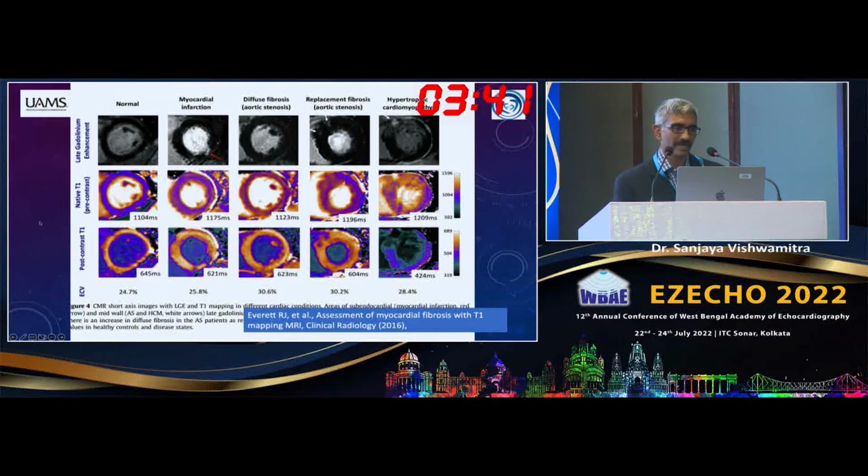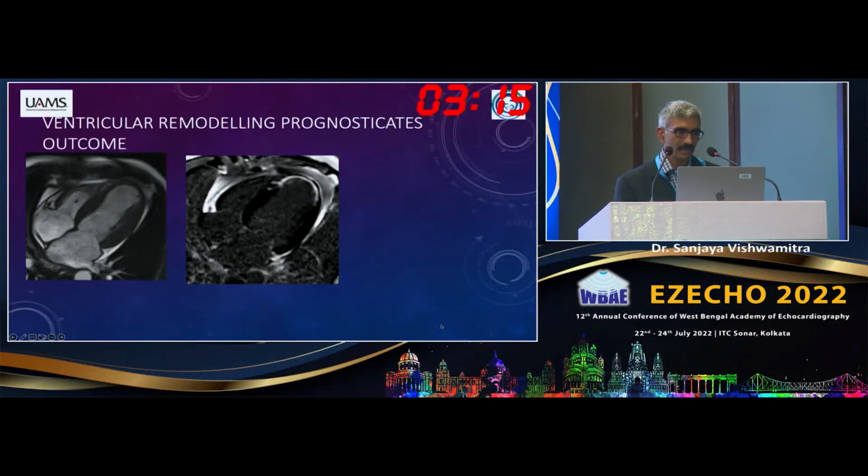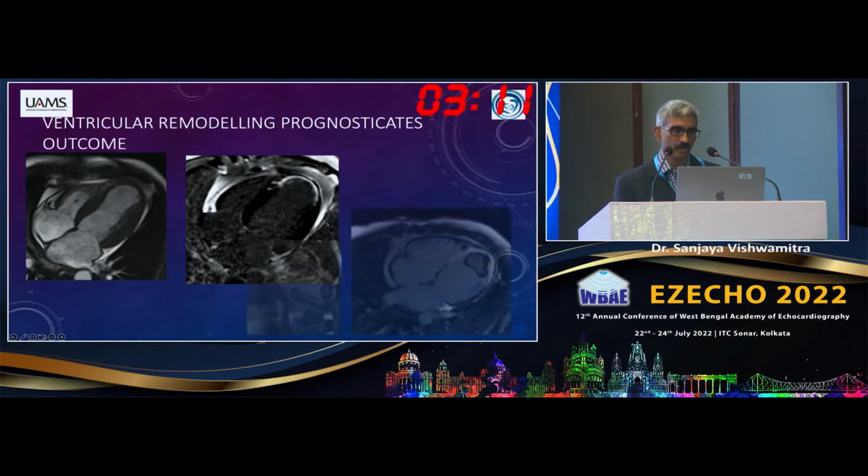You can also do the native T1 mapping, which I also mentioned to you earlier, which can pick up even larger areas of abnormalities. So the use of mapping techniques allows us to look for areas which are not necessarily as easily seen on the late gadolinium enhancement alone. And this is from the article Assessment of Myocardial Fibrosis with T1 Mapping in 2016. Of course, we know that ventricular remodeling prognosticates outcome, and I've already shown you that.